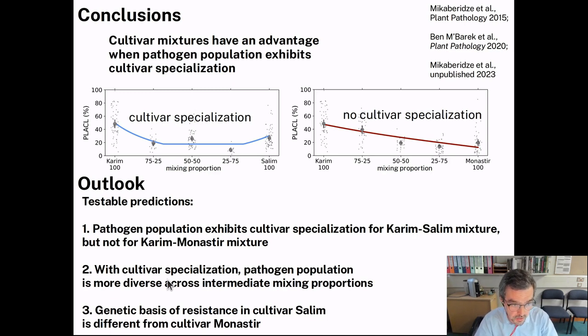Now, the theory also predicts that in the case of the Karim-Salim mixture with cultivar specialization, the pathogen population will be more diverse across these intermediate mixing proportions, because this is where we expect to have a coexistence of the two distinct pathogen populations that are specializing on the two different cultivars. And thirdly, these patterns are only possible if the genetic basis of resistance in cultivar Salim is different from cultivar Monastery. And we can eventually test this prediction when we learn more about the genetic basis of resistance in these two cultivars.